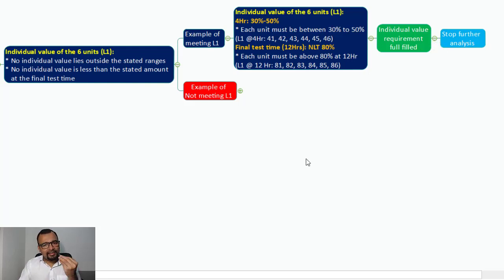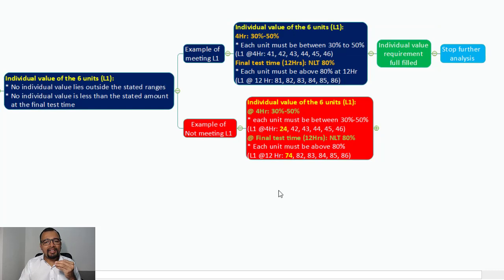Now let us understand an example of a dissolution result where the L1 criteria is not met, and here it is on your screen. The individual values of 6 units at the 4th hour are 24%, 42%, 43, 44, 45, and 46. What is the acceptance criteria at the 4th hour? Your specification is 30% to 50%. So all the units must be between 30 to 50%. But in this case, unit number 1 has 24% drug release, which is outside your stated range. So this is the first one.